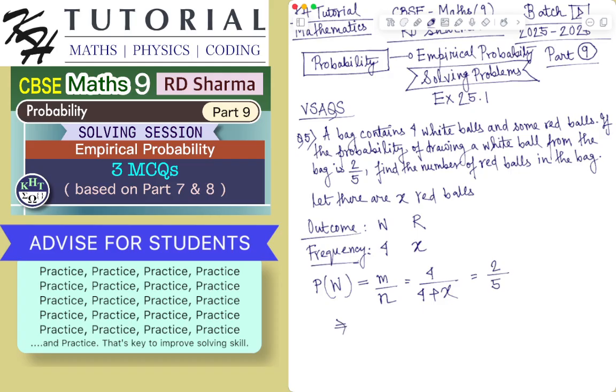So doing cross multiplication, I have 20 is equal to 2 multiplied by (4 plus x). This implies if I divide both sides by 2, I get 10 is equal to 4 plus x. This implies x is equal to 10 minus 4, which is 6. So the value of x, there are 6 red balls in the bag.